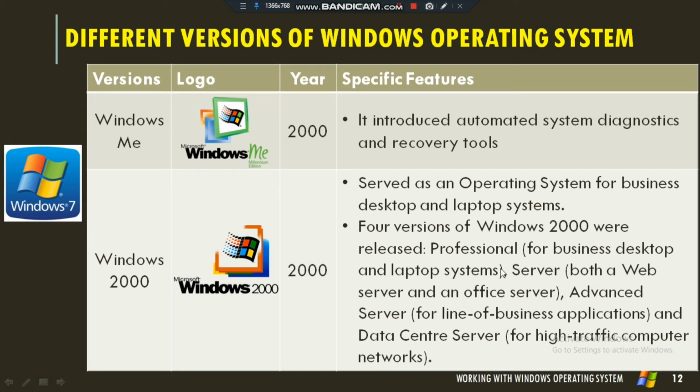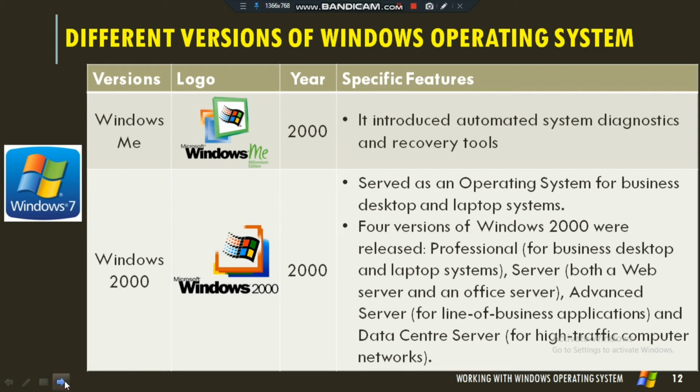We know what is meant by a server. A server is a main system. It gives responses to the requests given by the client system. And then Advanced Server for line of business applications, and Data Center Server for high traffic computer networks. So for Windows 2000, four different versions were introduced: Windows 2000 Professional, Server, Advanced Server, and Data Center Server. These four versions are used for different purposes. Professional is used for business desktop and laptop systems, Server is used as both a web server and an office server, Advanced Server is used for line of business applications, and Data Center Server is used for high traffic computer networks.